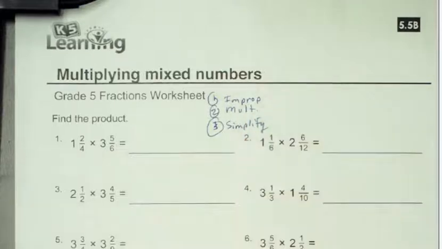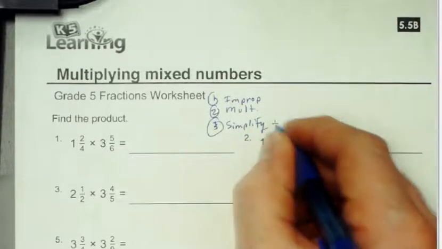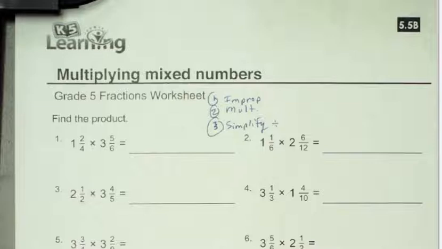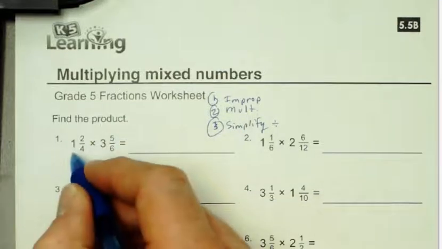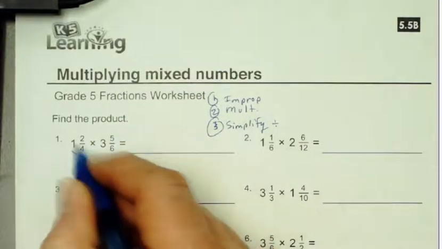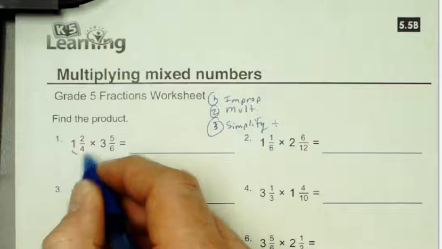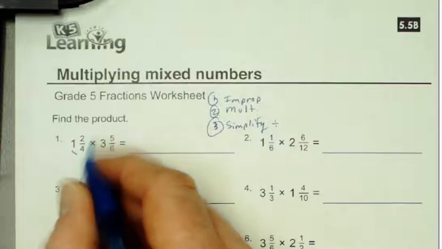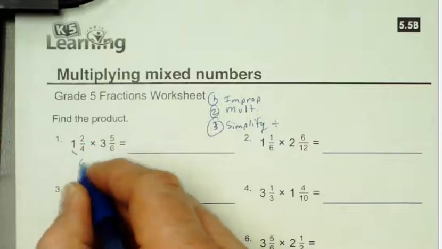Simplify your answer. This one here is going to involve division, which is a struggle for some kids. All right, so a 1 2/4 times 3 5/6. Well, first step says make it into an improper fraction. So I'm making it into an improper fraction by multiplying down 1 times 4, and then I add the top, plus 2. 1 times 4 is 4, plus 2 is 6/4.